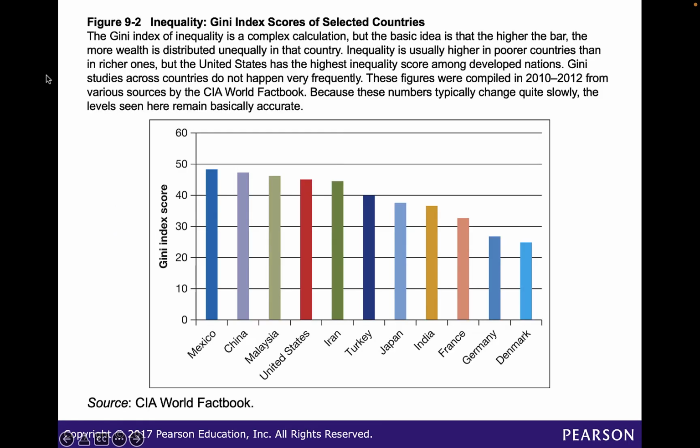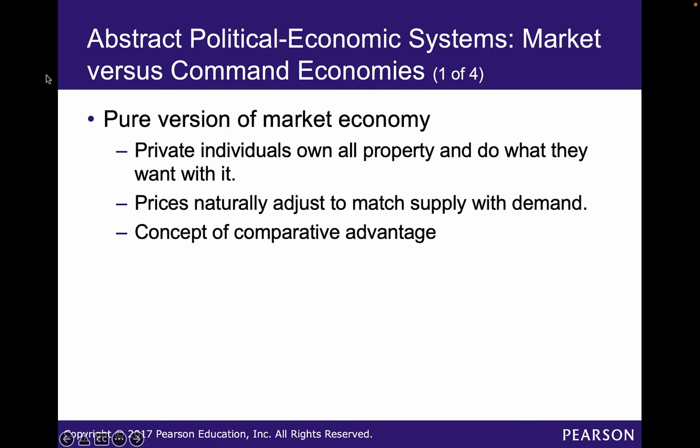Now, let's talk about the differences in economy. So a pure market economy is where private individuals will own property and do what they want with it, kind of capitalism. Prices will naturally adjust to meet supply and demand. Like I said, when the supply is high and the demand is low, prices are going to be cheaper. When the demand is high and the supply is low, prices are going to be more expensive. And we operate off the concept of having a comparative advantage, where we go out and shop and maybe look at where we can get the most bang for our buck, right?